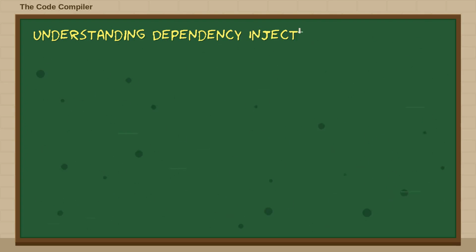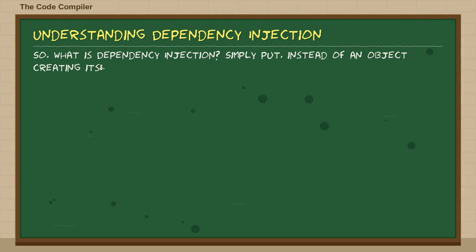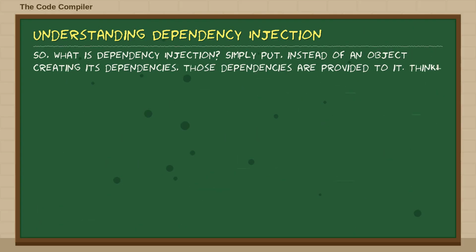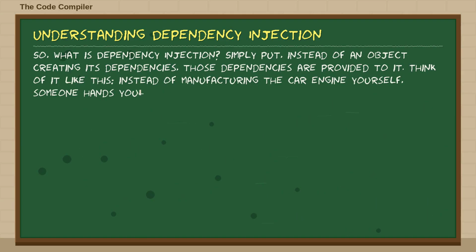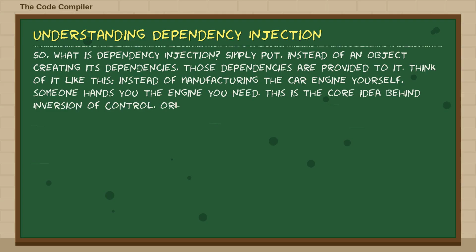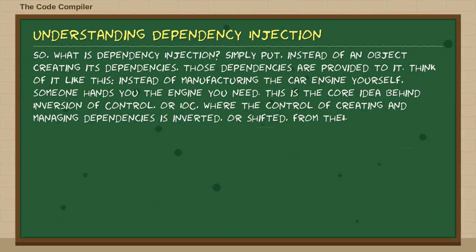So, what is dependency injection? Simply put, instead of an object creating its dependencies, those dependencies are provided to it. Think of it like this. Instead of manufacturing the car engine yourself, someone hands you the engine you need. This is the core idea behind inversion of control, or IOC, where the control of creating and managing dependencies is inverted or shifted from the object itself to an external mechanism, which in our case is the Spring container.